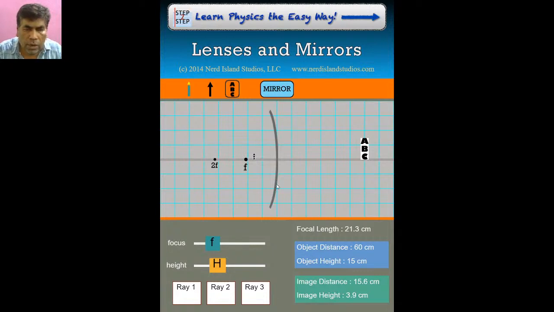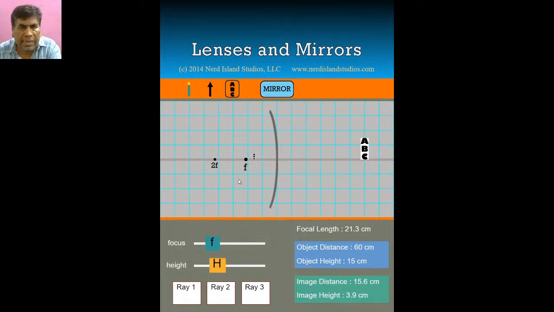Okay, time is over. So let's continue this topic in the next video. In tomorrow's class, we are going to continue the image formation because of the convex mirror and the concave mirror.